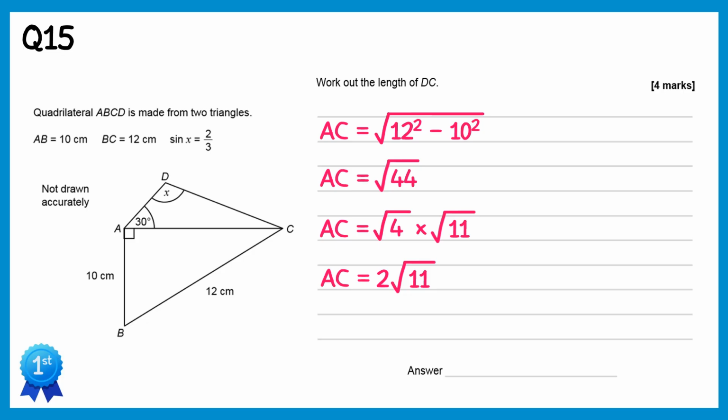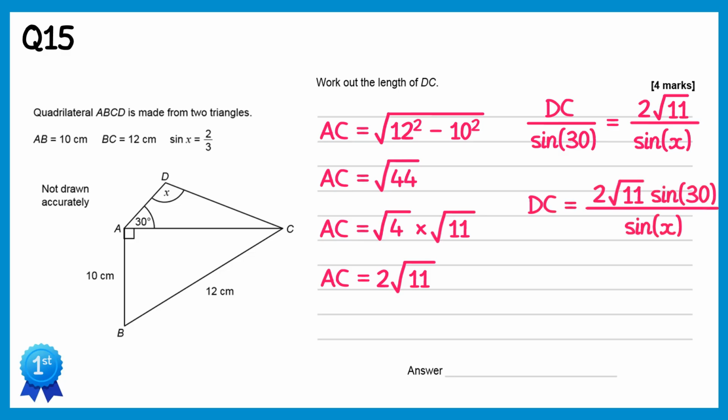We can now go ahead and find DC using the sine rule. So DC divided by sine 30 is equal to our new side that we just found, 2 root 11, over sine x. You can times both sides by sine 30, so DC would equal 2 root 11 times sine 30 divided by sine x. Now sine 30 is equal to 1/2, so the sine 30 will cancel out the 2. So what we're left with is root 11 over sine x.